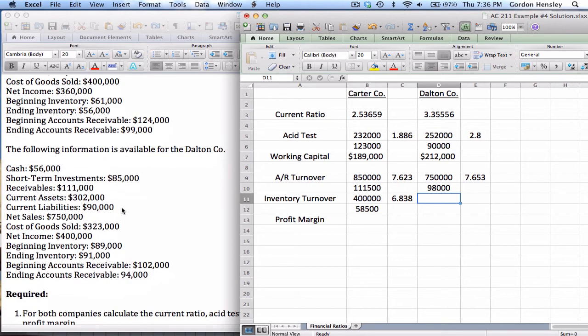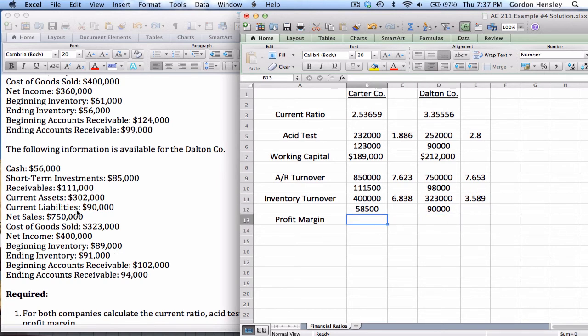We'll do the same thing for Dalton Company. Cost of goods sold. Inventory will be the average of 89 and 91. We get that cost of goods sold and divide by that average, 3.58. So now we see a little bit more of a murkier picture here. We were doing really good on Dalton Company until we got to inventory turnover. Carter Company's got a much healthier inventory turnover, 6.8 versus 3.5. So that's a little bit different.